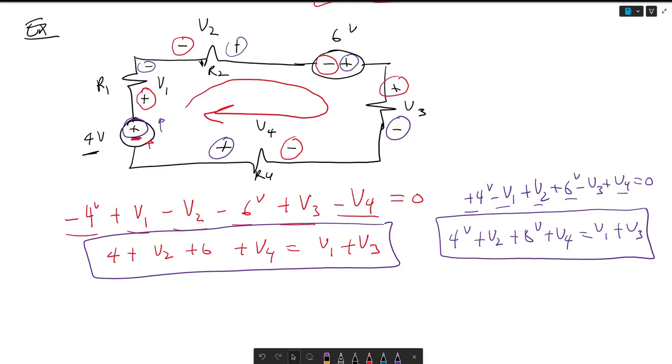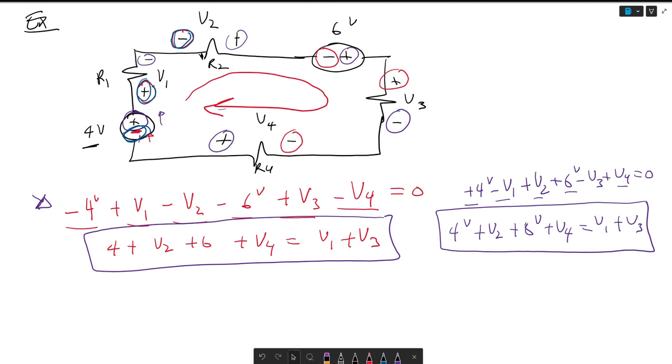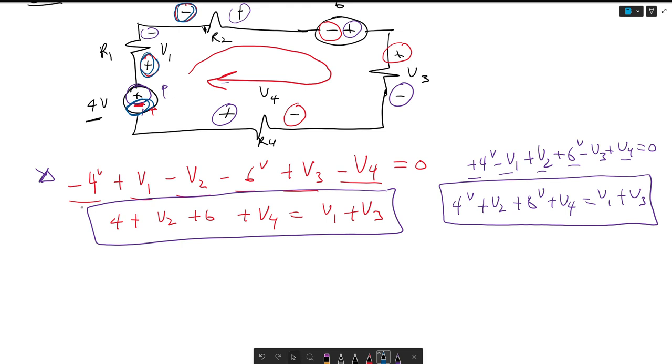For the remainder of this lecture series, I will be using this convention where depending on where the current enters in, so in this case, minus 4 volts plus V1 minus V2 and so on, where the current is entering is the sign convention that I will use for this lecture series.